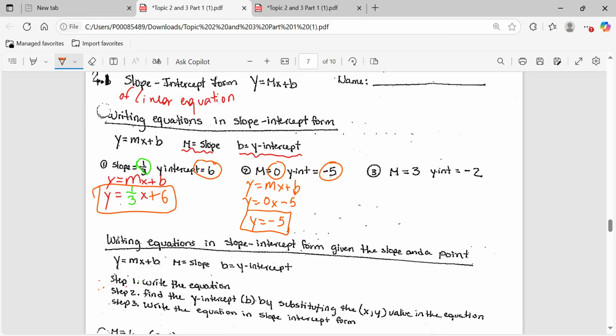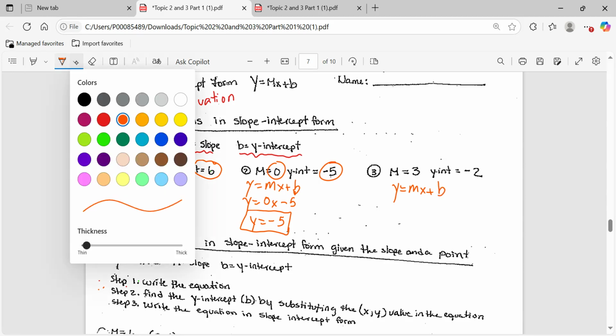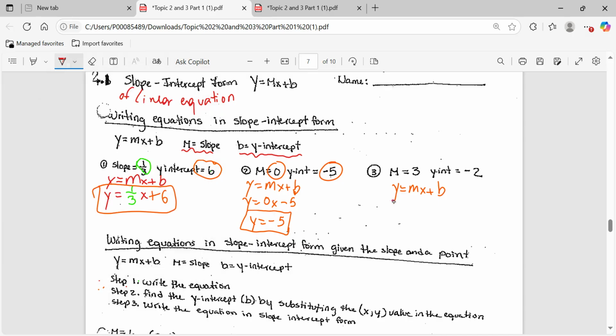Now let's look at number 3. I want you to try. Just be very quick. Write the formula. Y equals mx plus b. Now go ahead and substitute. So y is equal to 3, which is your slope, x, and your y-intercept is -2, so it's 3x minus 2. Your slope is 3, and your y-intercept is -2.